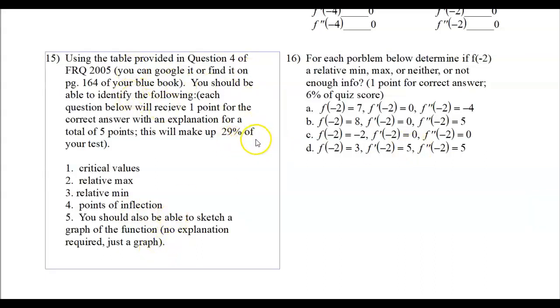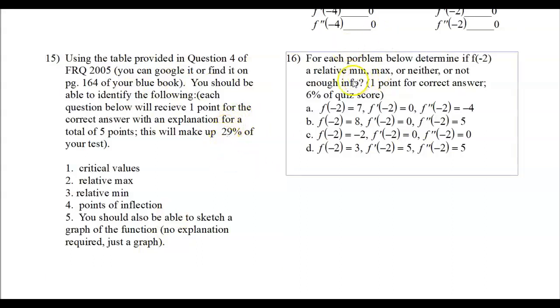But before I do that, because I'll have to change slides to get to that one, let's go ahead and do number 16 here real quick. So for each problem below, determine if f of -2 is a relative min, max, neither, or not enough info. You get 1 point for finding the correct answer.